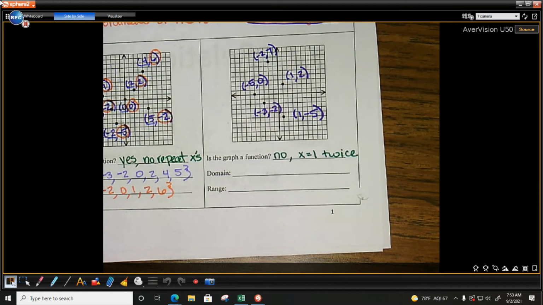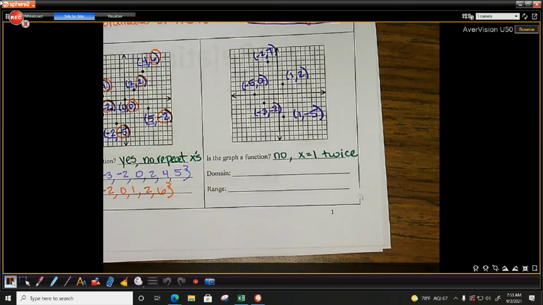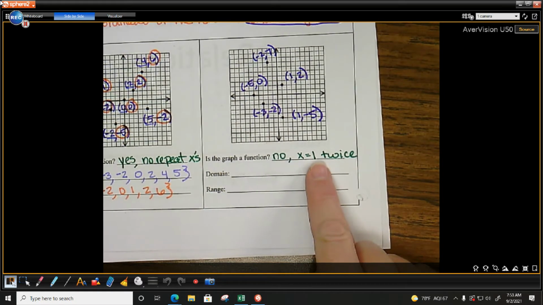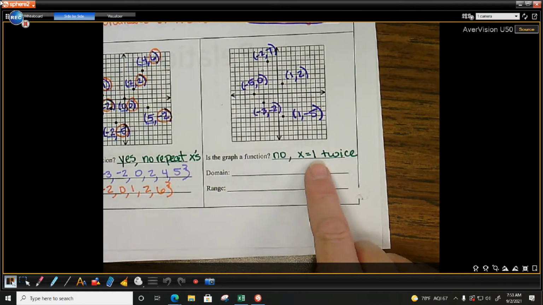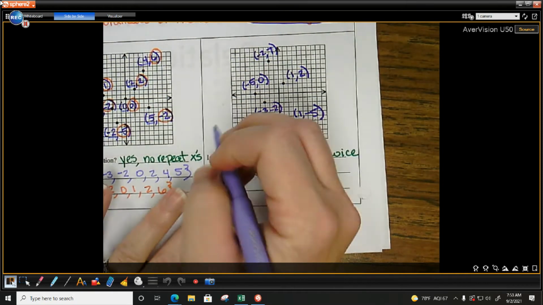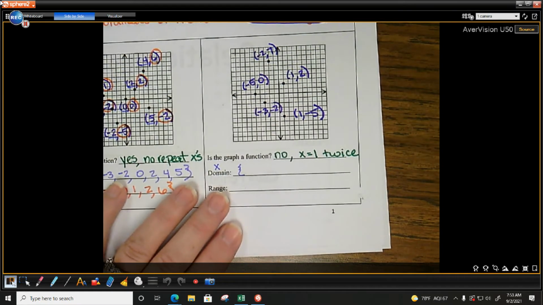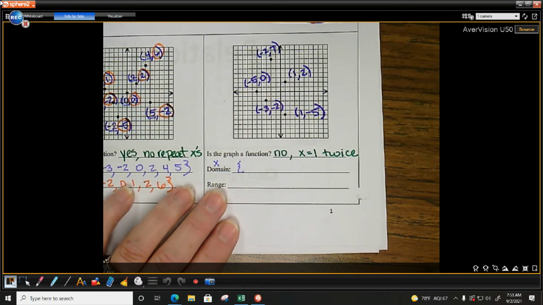You're not going to have to put necessarily the reason, but on our notes I'm wanting to put the reason just so we see why we wrote no. We wrote no because we have an x value that's repeated. X is 1 twice. Okay? Since it is discrete, we are listing out our domain. Domain's what variable? X. Use your curly bracket, your set symbol. We go small to big, no repeat.